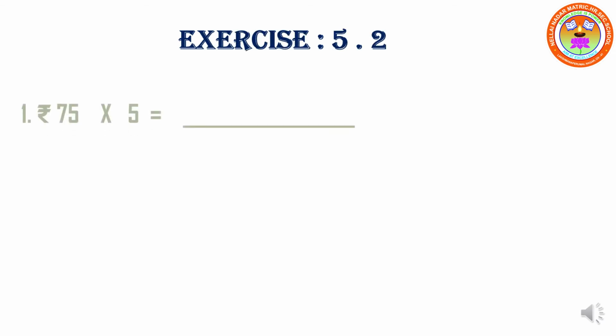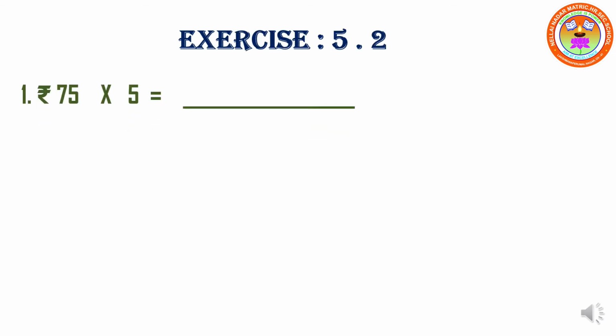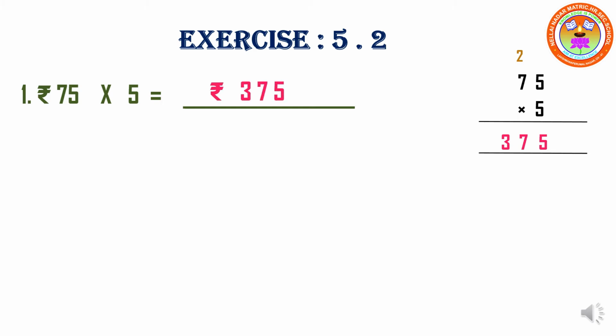Now let us start exercise 5.2. So first question is 75 rupees into 5. So we have to multiply 75 and 5. First we have to multiply 5 and 5. What is 5 5s? 25. So 5 I have written down and 2 is written above. Next, 7 5s. What is 7 5s, children? 35. 35 plus 2 is 37. So now what is the answer? Rupees 375. Yes?